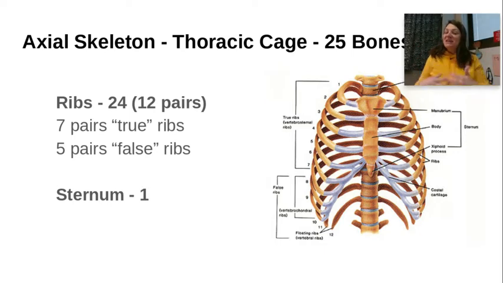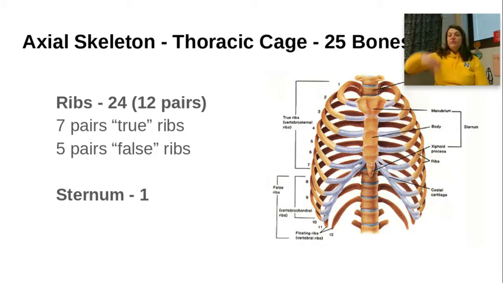So you have your ribs. There are 24 rib bones. There are 12 pairs, right? Because if you split yourself down the center, obviously you're going to have pairs for your rib cage. So you have 7 pairs of true ribs and then 5 pairs of false ribs, and you have 1 sternum.